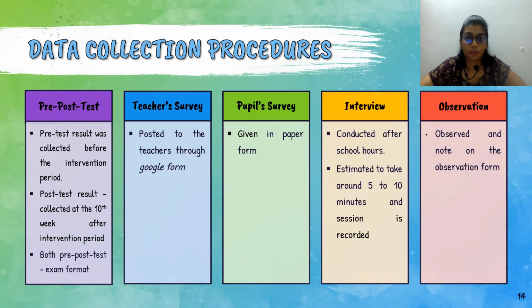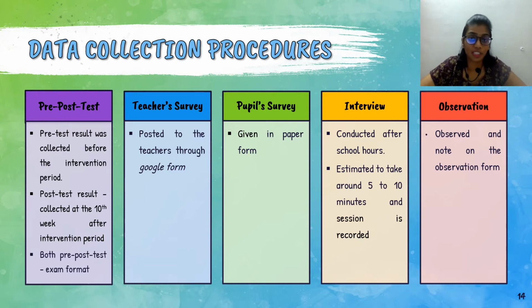The data collection procedure for the pre-post test is that the respondents from both the groups were given the same set of questions before and after the intervention period. All these questions were related to the Year 5 topic in accordance with the KSSR syllabus. For the observation, the researcher also observed and noted on the observation form to check on the pupils' progress, cooperation, and attitude for the 10 weeks of the intervention period.